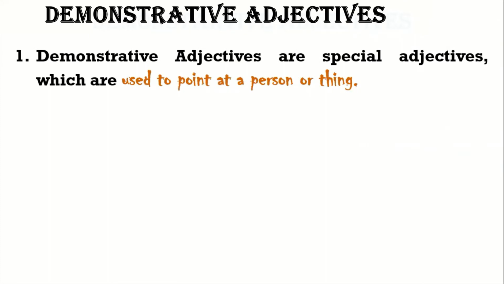When I ask you, this is what you're supposed to write. Demonstrative adjectives are special adjectives used to point at a person or thing. So always remember, the first point is that they are used to point at a person or thing.